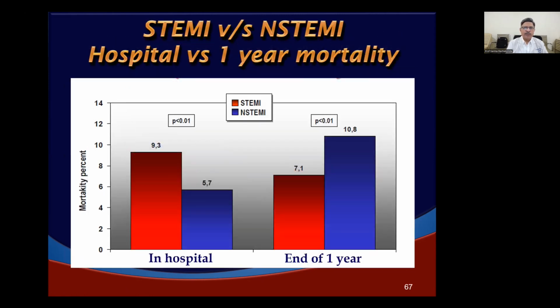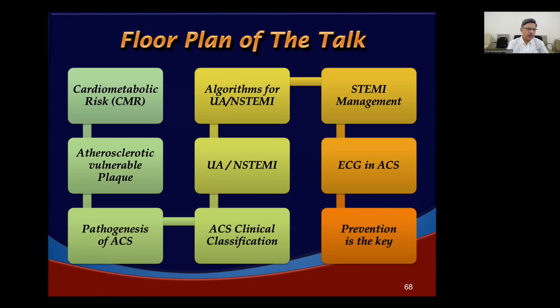Okay. Now, STEMI versus NSTEMI, hospital versus 1 year mortality. STEMI is the red one and NSTEMI is the blue one. You can see in hospital, STEMI has more mortality compared to NSTEMI, whereas at 1 year, NSTEMI has more mortality than STEMI. That means don't write off NSTEMI as a milder disease. That also requires a lot of attention. So we have now done the various risk stratifications of unstable angina and NSTEMI.